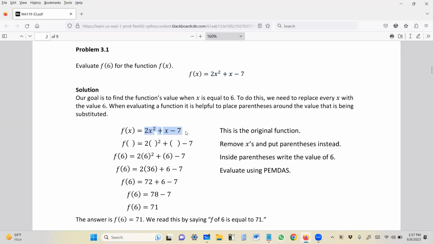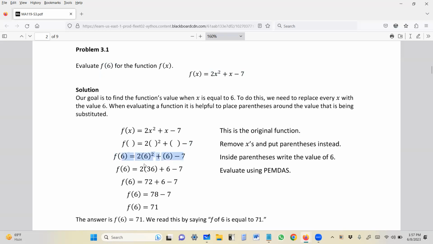The original expression is this. We are going to remove all of the x's, and where you see the x, you're going to put the parentheses. And inside of the parentheses, you're going to put the number 6 because that's what we want to evaluate. Obviously, these two steps are here, they don't need to be done every time. They're just here for instruction purposes. You can begin with step 3 right here.